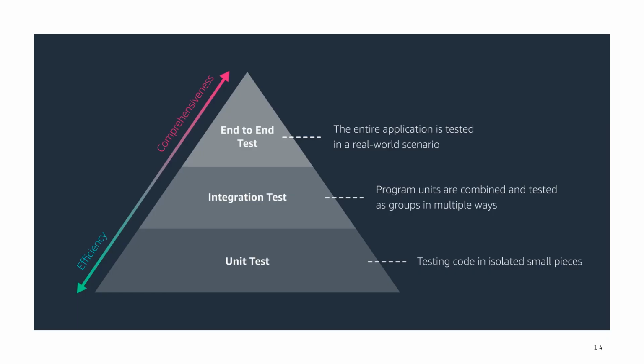Over here we have a graph. At the bottom, it states unit testing. This is testing code in isolated small pieces. On top of unit tests, we have integration tests. Here program units are combined and tested as groups in multiple ways. End-to-end tests. The entire application is tested in a real-world scenario. Then going down the triangle, we have efficiency. Going up that triangle, we have comprehensiveness.